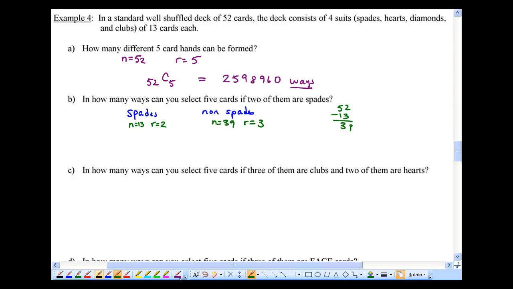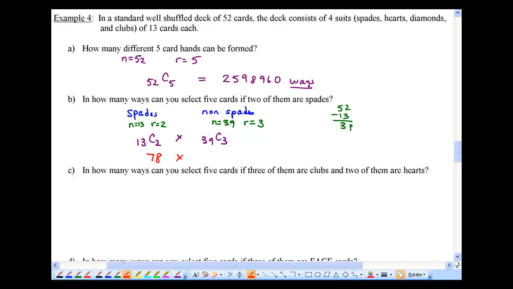So what will we have? How about 13 choose 2, and then 39 choose 3. And then of course we want to just multiply them together. Fundamental counting principle. And let's see what we get. 13 choose 2, 13 times 6, that's 78, I think. You can double check my answer.